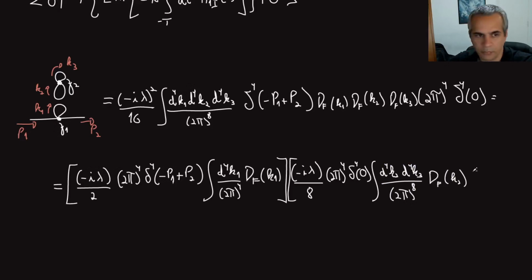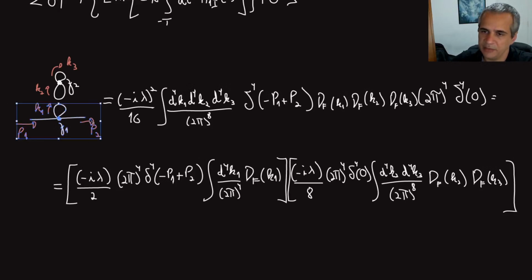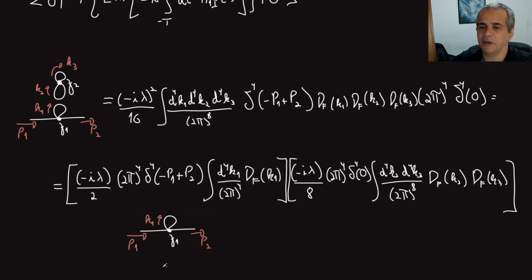Δ_F(k2), Δ_F(k3). Okay, so all I did was to factor this in 2 parts. The important thing, though, is that this part is exactly what you would have got for the Feynman rules of this diagram, and this one is exactly what you would get from this one, right?